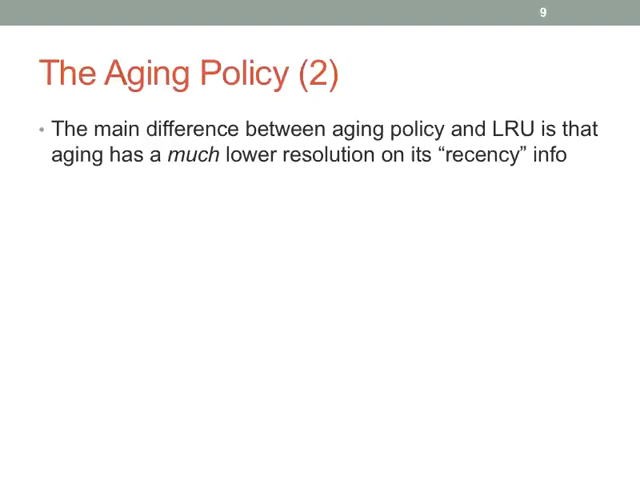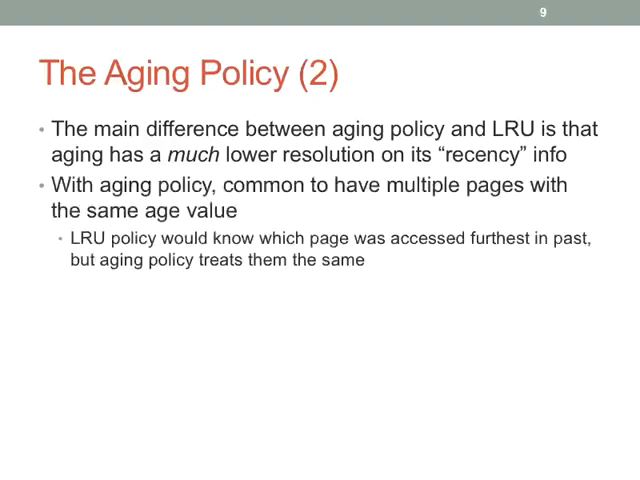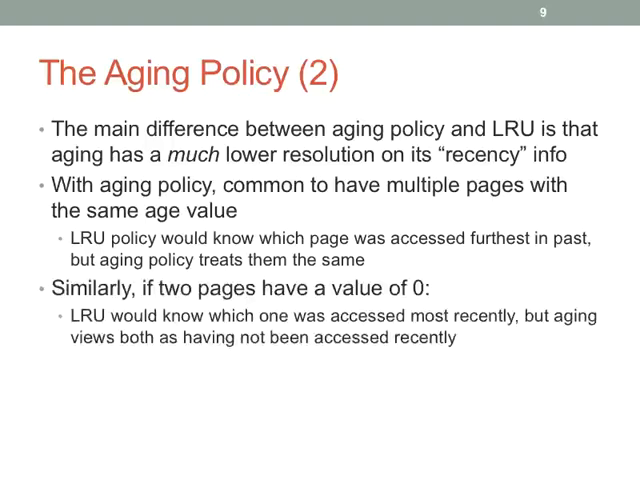I say here the main difference between aging and LRU is that aging has a lower resolution on its recency information, but really the biggest difference is that aging also considers frequency, which LRU does not. I would say that's even a bigger difference. It is very common, because you don't have a whole lot of bits for recording this information, that a lot of pages end up with the same age value. LRU would be able to distinguish between those, but aging does not.